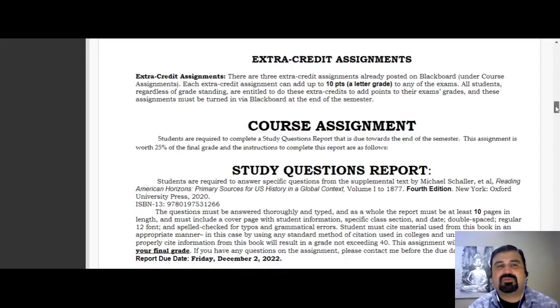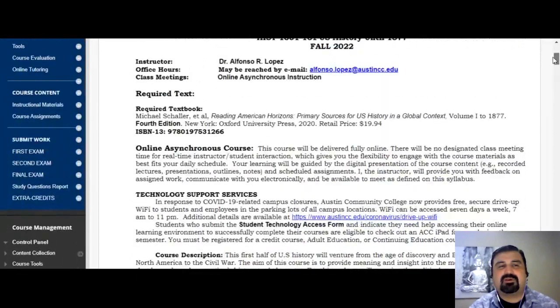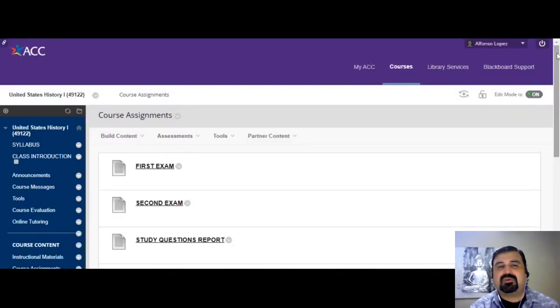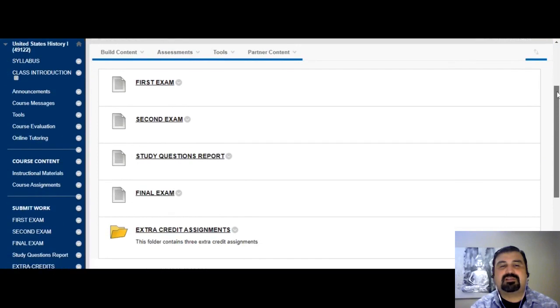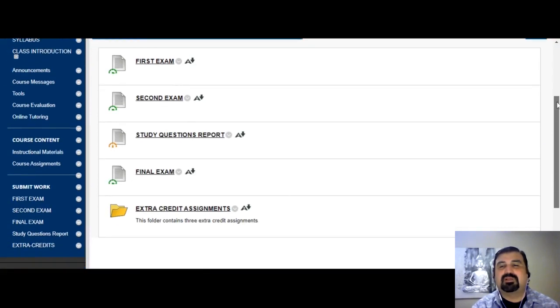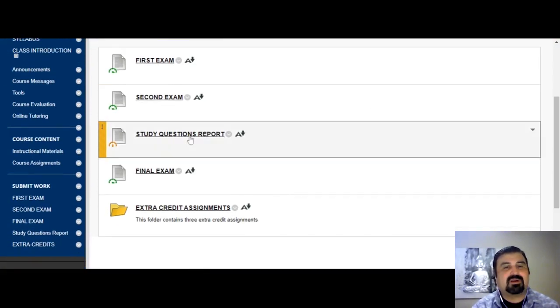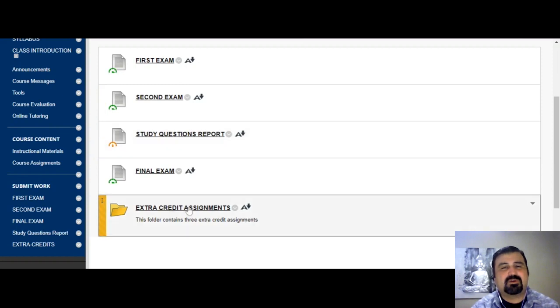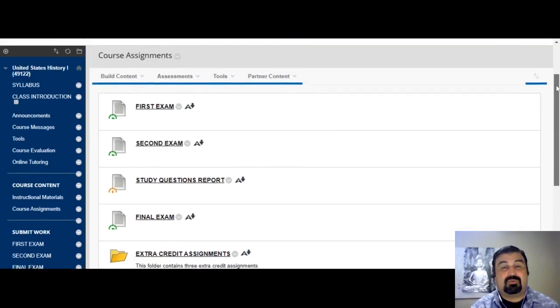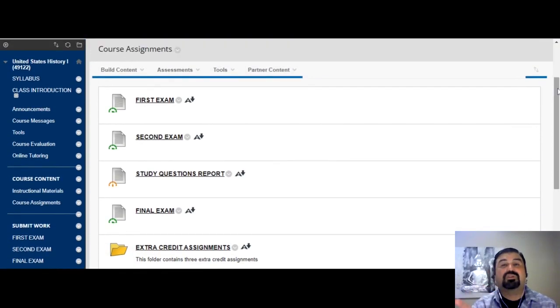Okay, where are those located? They're located here under course content, which says course assignments. You click on their course assignments, and you will find the instructions for the first, second exam, final exam, the report I'm about to talk about, and of course the folder on the very bottom says extra credit assignments. That's the folder that will present to you the instructions for completing those extra credit assignments.